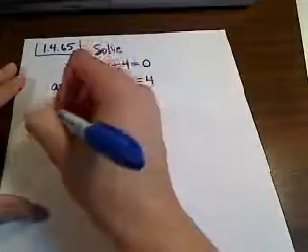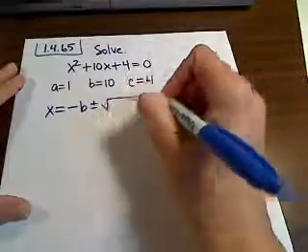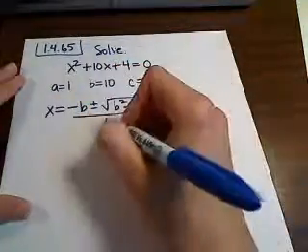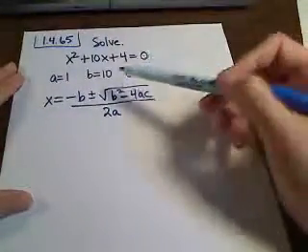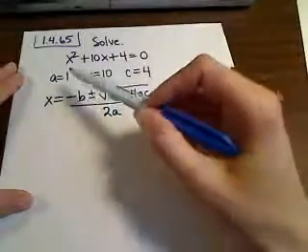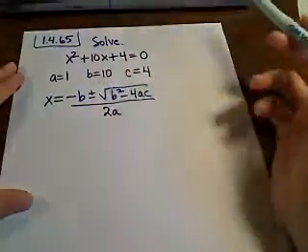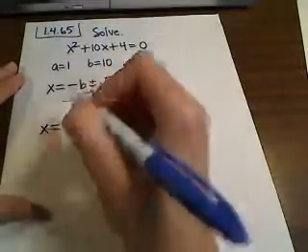Okay, and our formula for the quadratic is negative b plus or minus the square root of b squared minus 4ac, all over 2a. All right, so everywhere I see an a in the formula, I'm going to plug in 1. Everywhere I see a b, I'm going to plug in 10, and then c, I'm going to plug in 4.